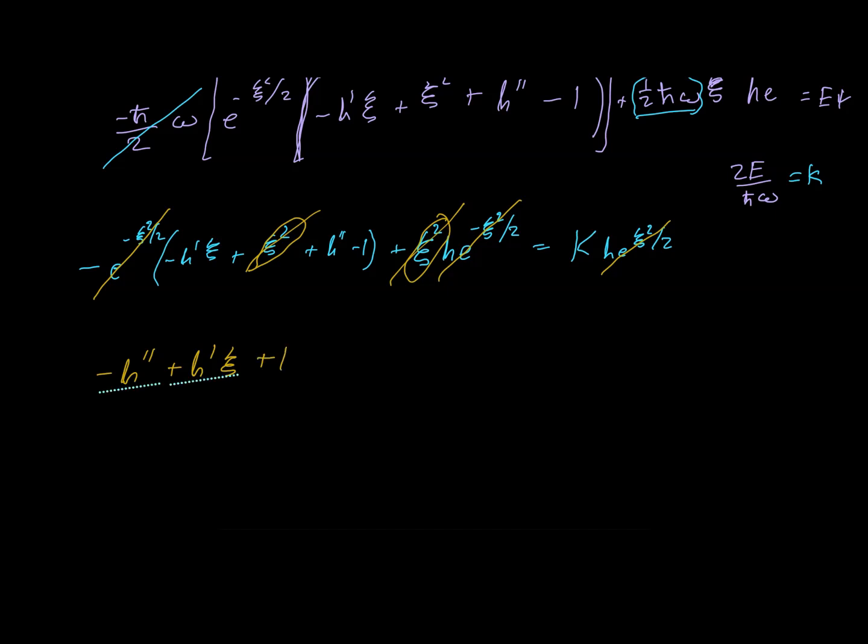And then let's move this over to the other side. We get minus kh equals 0. Okay, so we're almost there. We needed h double prime minus 2. Oh, did I drop a 2 at some point?